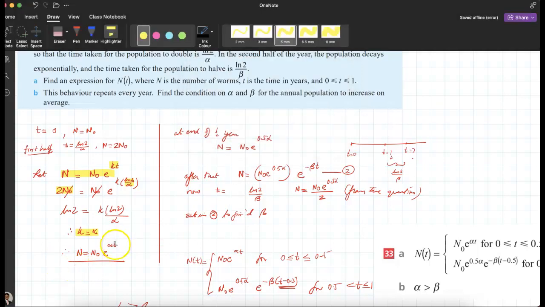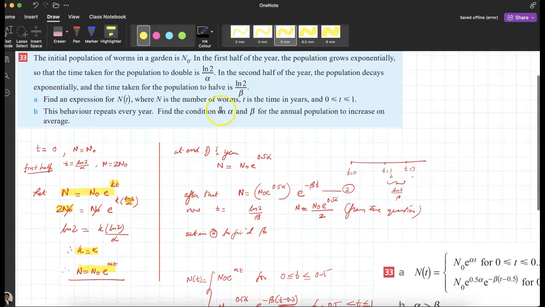So this is the model that you have. N is equal to n0 e raised to this. Now for half a year, the population keeps on increasing. So at the end of half a year, you put your time as half a year, 0.5. And this is the population at the end of half a year. Now that becomes the new initial population. And after that, the population decreases. So you put a minus sign, beta t. And then you solve this.